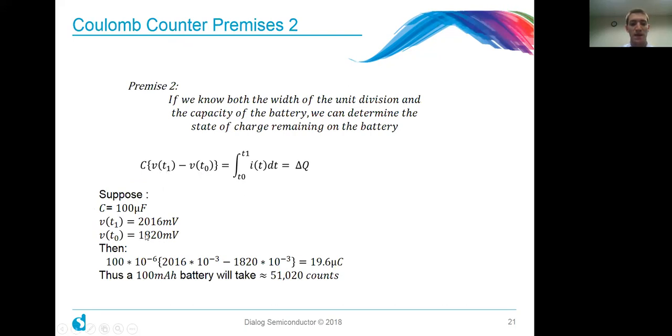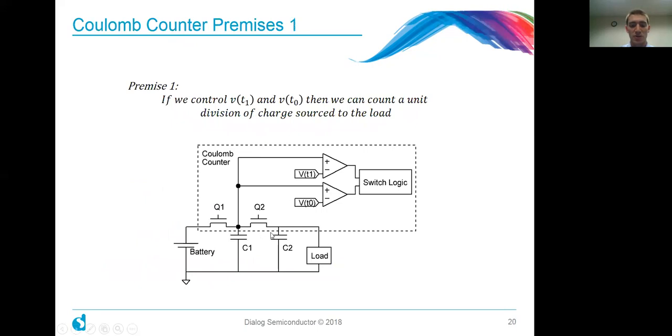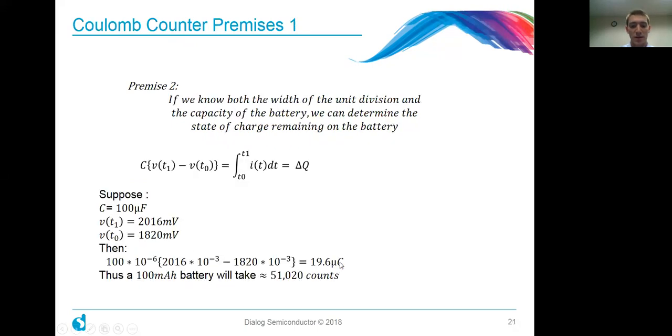1820 millivolts. Now if we set these as our thresholds in our analog comparators, and this is the capacitor value that is passing our charge back and forth, we're going to find this outcome. If you do the math, you multiply all these together, you're going to get 19.6 microcoulombs. Once you have determined your amount of transfer between each phase, then you can take the battery that you're going to have and divide out how many counts you're going to need to count before that battery is essentially extinguished.